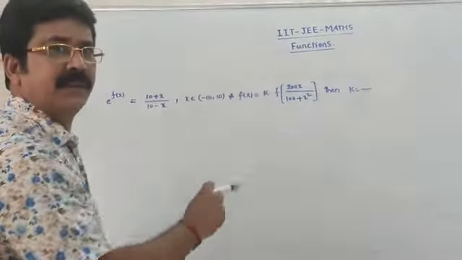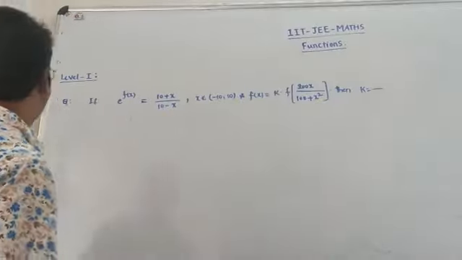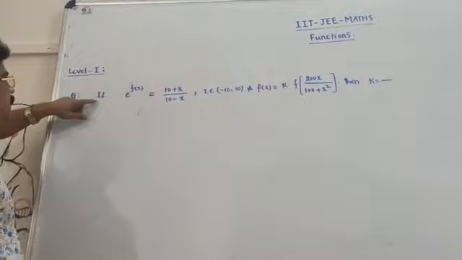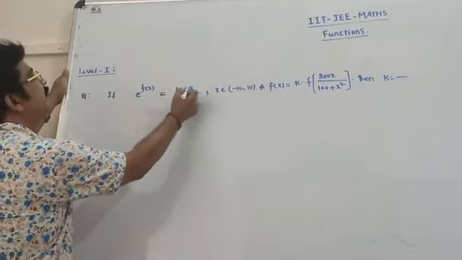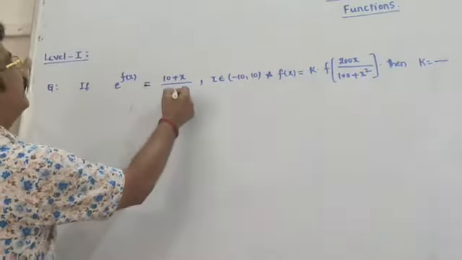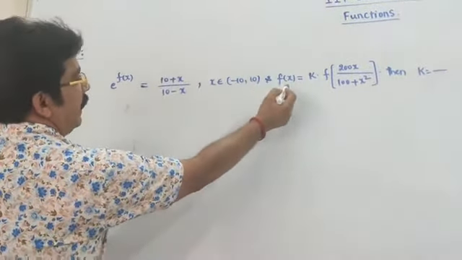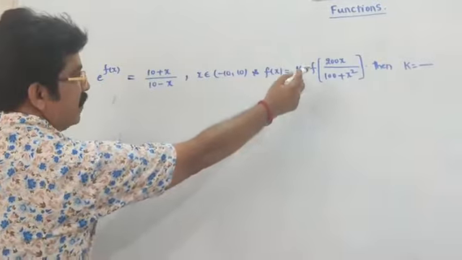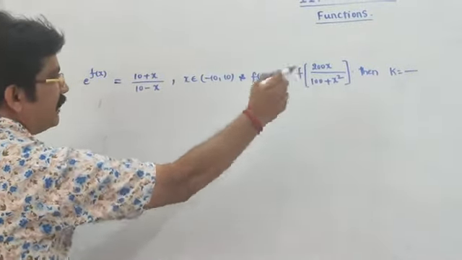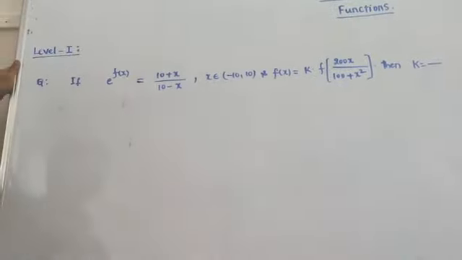Functions MCQ objective, Level 1. If e power f of x equals 10 plus x divided by 10 minus x, x belongs to the open interval minus 10 comma 10, and f of x equals k into f of something, then k equals dash. It is an important question.